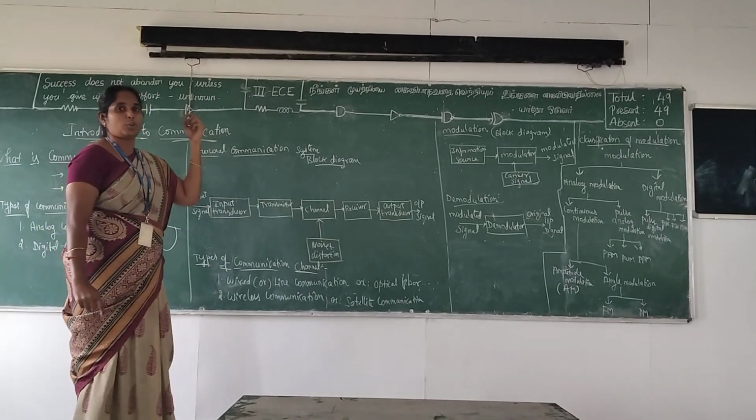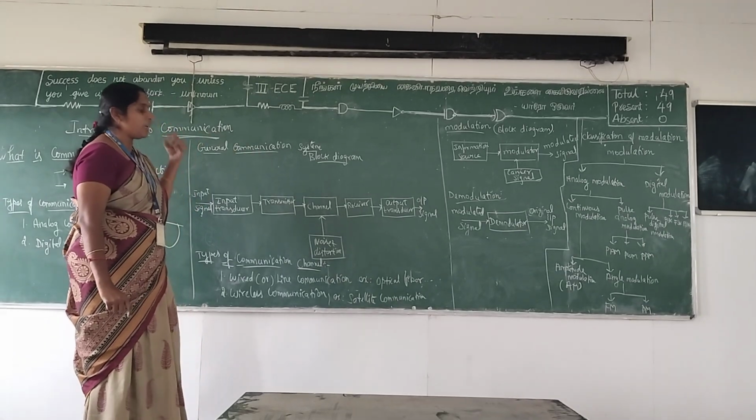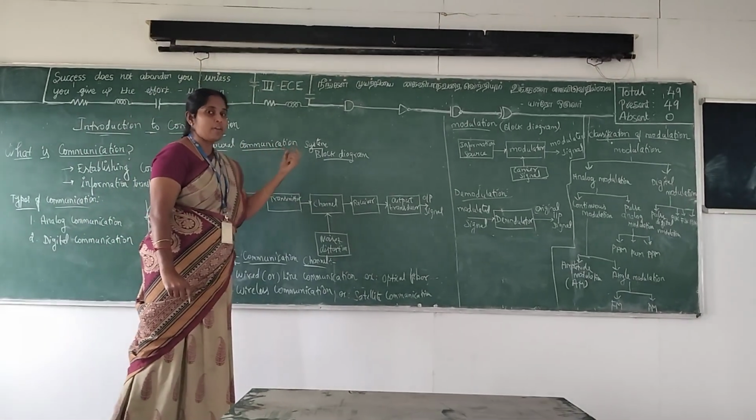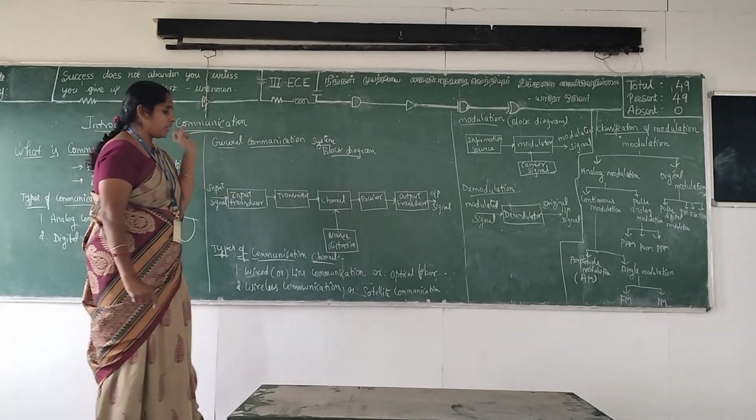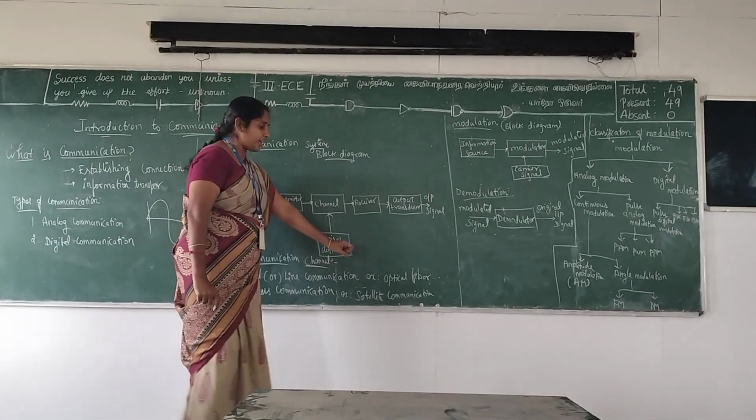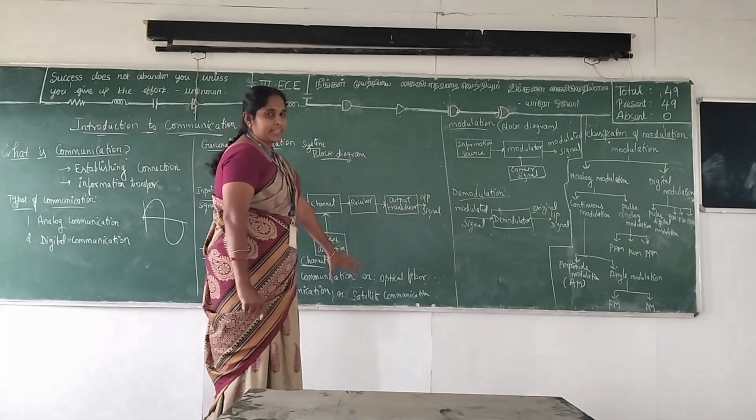Another one, the wireless channel. Wireless channel means through air, through space. The information is transferred from one place to another place through space, in the form of electromagnetic waves or radio waves. Examples: TV broadcasting, satellite communication, radio broadcasting.